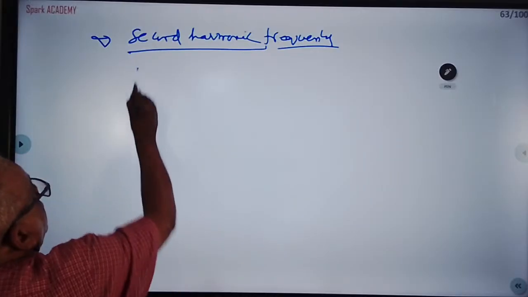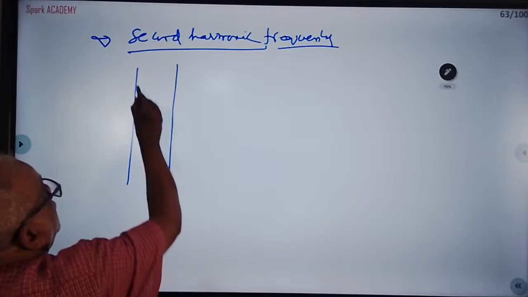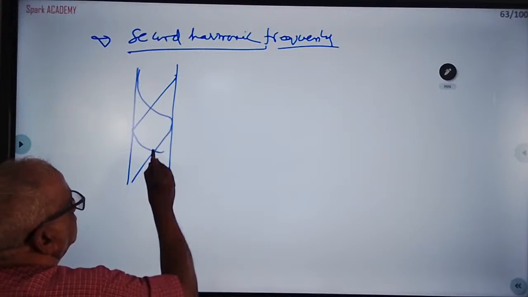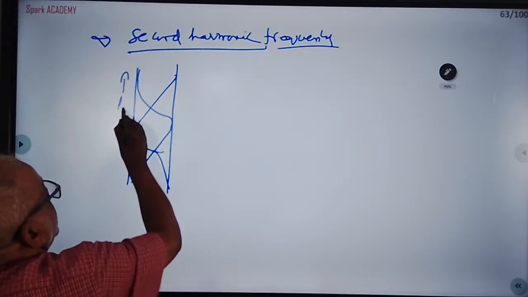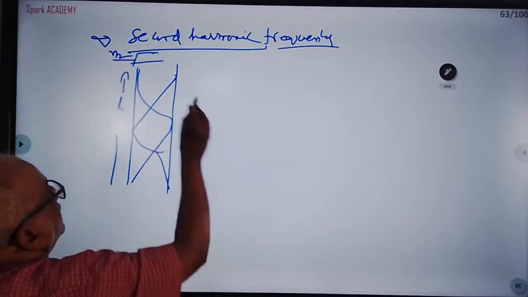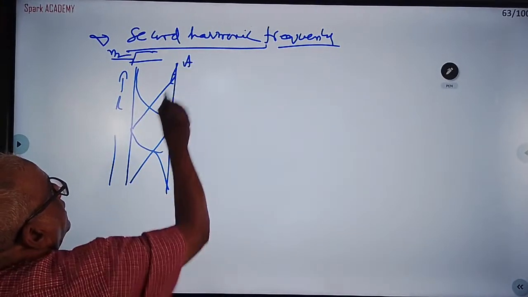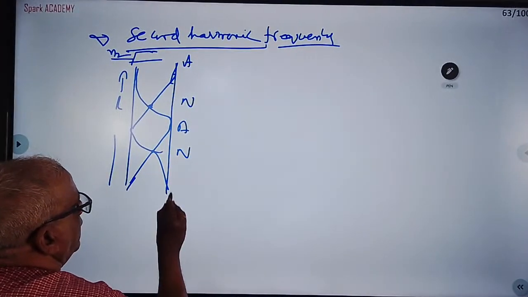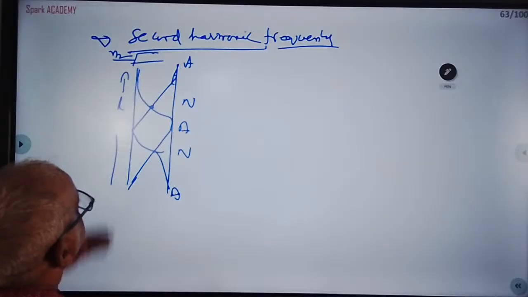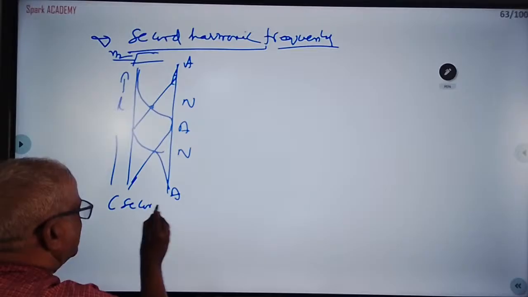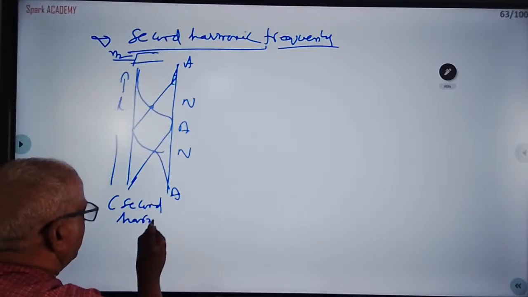Second harmonic, same diagram, same length you are using. The diagram will change. Your full loop will be there. Same length you are taking, tuning fork frequency, second frequency you are taking. So you are going to get antinode, node, antinode, node, touching point, and antinode. So this is the second harmonic frequency.